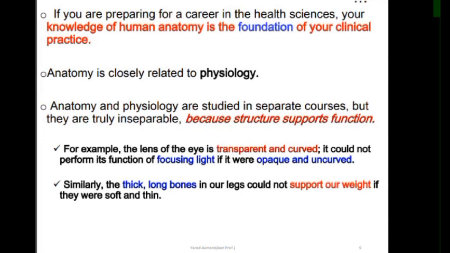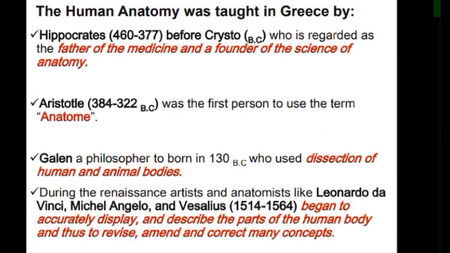how their bodies work. Who contributed to the development of anatomy? Human anatomy was taught in Greece by 1. Hippocrates, 460 to 377 B.C., who was regarded as the father of medicine and a founder of the science of anatomy. 2. Aristotle, 384 to 322 B.C., was the first person to use the term anatome. 3. Galen, a philosopher born in 130 B.C., who used dissection of human and animal bodies.